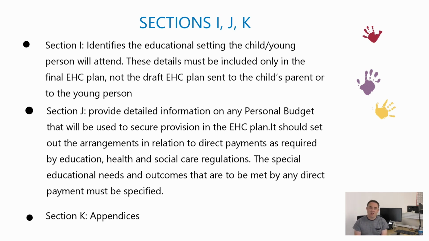Section J of the Education, Health and Care Plan details the personal budget that's to be provided, where it's allocated. So the amount of money will be specified here, and a description of the provision and the outcomes that it's targeted to meeting will be specified in Section J.